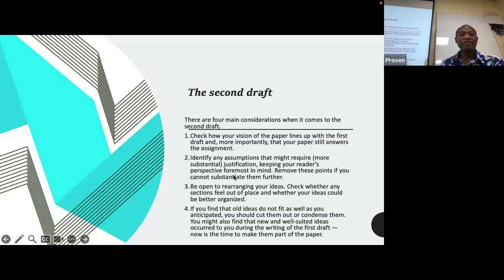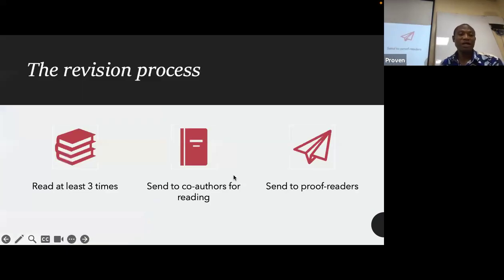So that leads us to the revision process proper. After the first draft, second draft, then you are looking at the revision process. You read at least 3 times. You send it to co-authors for reading. You send it to colleagues to read. You send it to those who are better off in English. And that's what I mostly do. Those who I think can write better English than me, I send it to them to read it and see whether there's logic there, whether the tenses are right and all that.